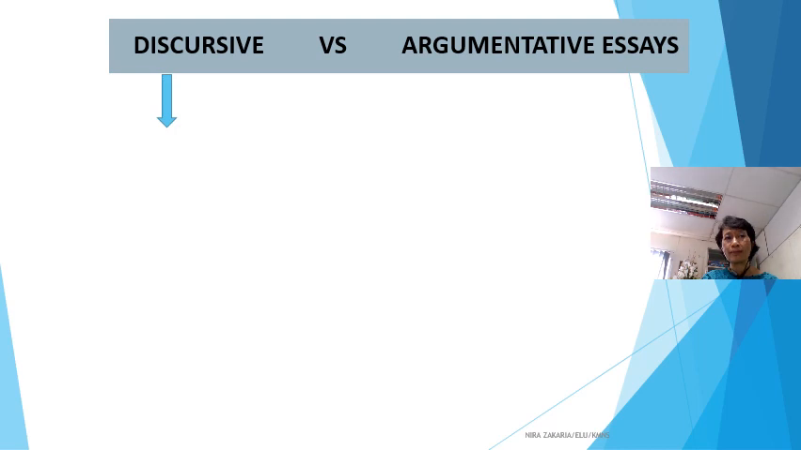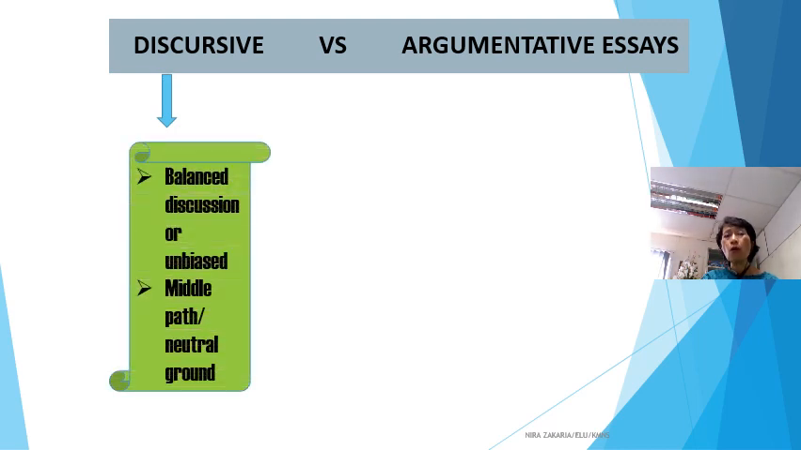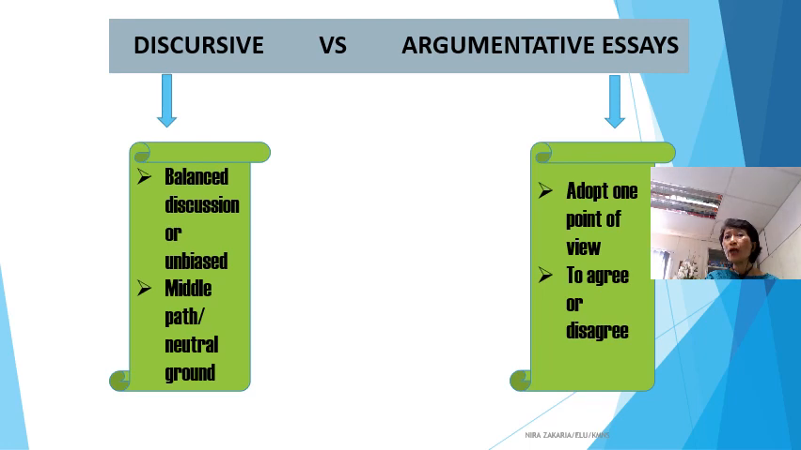A discursive essay is more of a balanced discussion. Or in other words, you have to take the middle path or the neutral ground. You cannot be biased. It means to say you have to present both viewpoints. While for argumentative essays, you have to adopt only one point of view. It is either to agree or disagree.